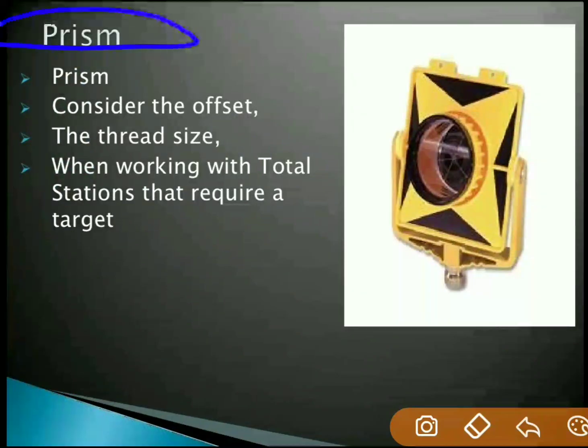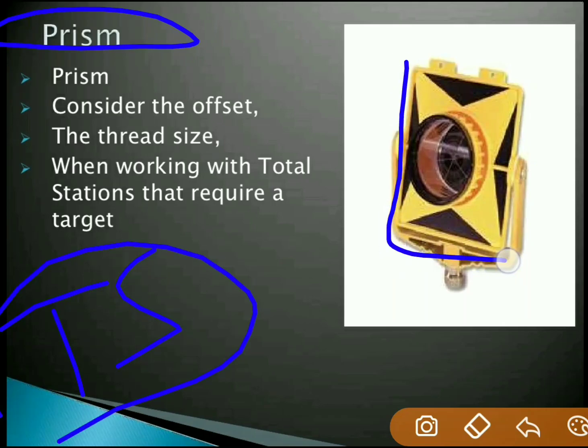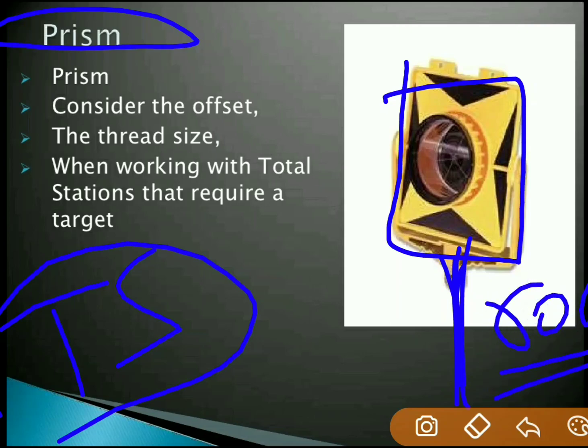Next, another instrument, that is the prism. We use the prism with the total station. Look here, this is the prism. Below it we put a tripod stand, or normally a rod. The electromagnetic waves from the EDM or theodolite are targeted to this prism. Then automatically the values are measured in the total station.